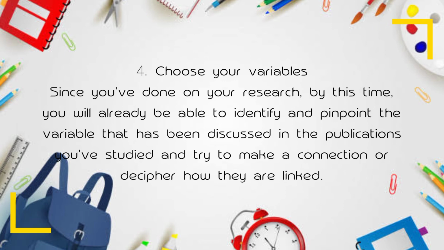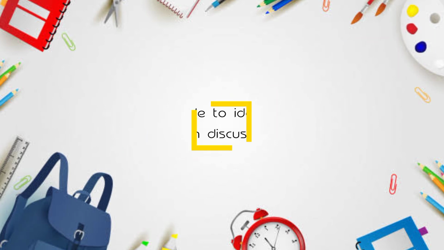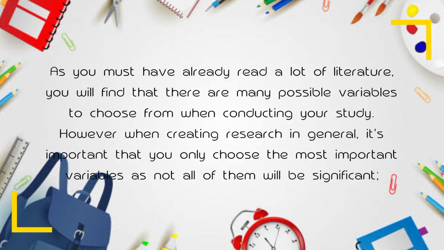4. Choose your variables. Since you've done your research, by this time, you will already be able to identify and pinpoint the variables that have been discussed in the publications you've studied and try to make a connection or decipher how they are linked. As you must have already read a lot of literature, you will find that there are many possible variables to choose from when conducting your study.